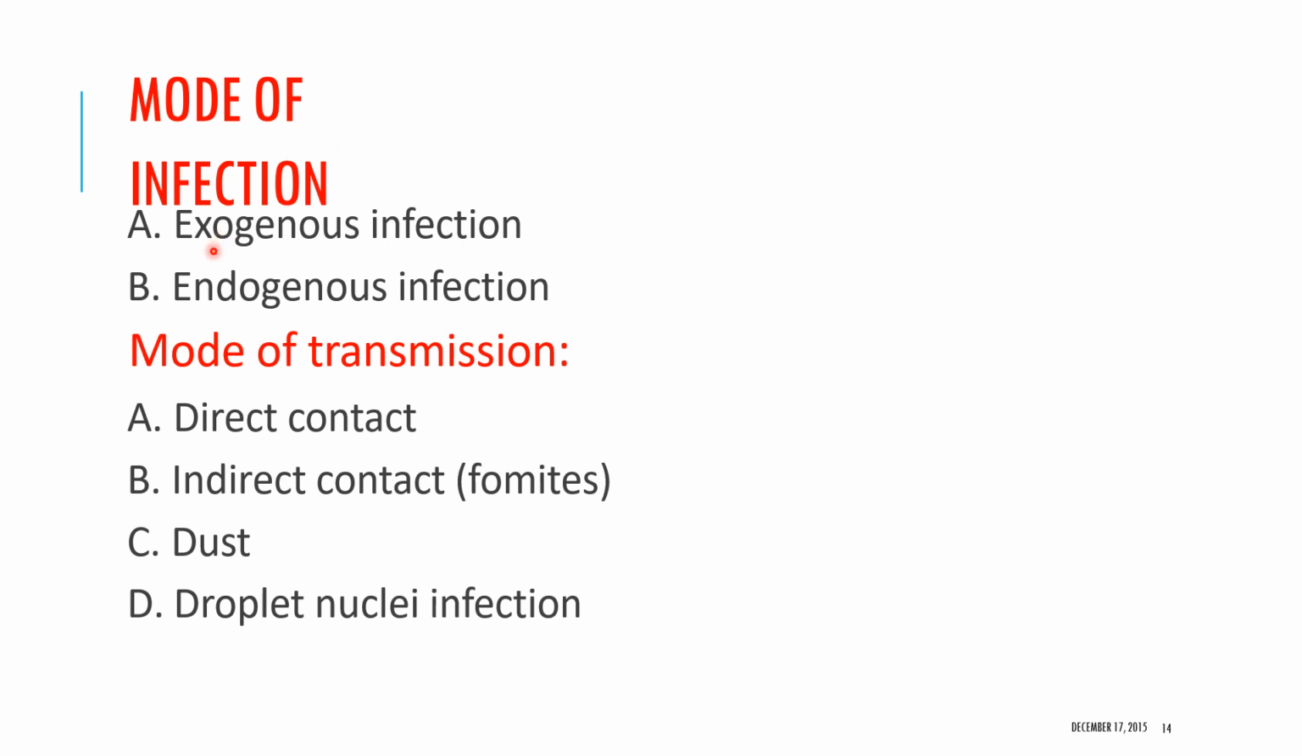Mode of infection: exogenous infection and endogenous infection. Exogenous means it is caused from outside. Endogenous means these are infections which arise within our body. Mode of transmission: direct contact, indirect contact by fomites, dust, droplet nuclei, infection, etc.